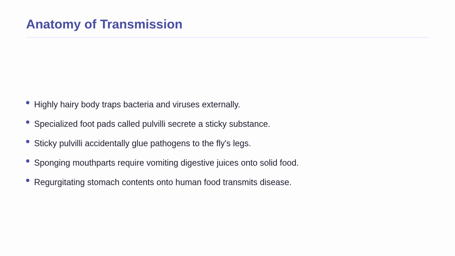surfaces. Furthermore, the housefly has sponging mouthparts. It cannot chew solid food. Instead, it must vomit digestive juices onto the food to liquefy it before slurping it back up. This constant cycle of walking on filth, picking up pathogens externally, and regurgitating stomach contents onto human food makes it a highly efficient mechanical transmitter of disease.